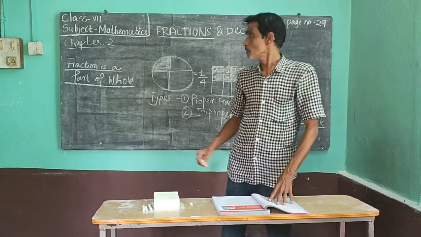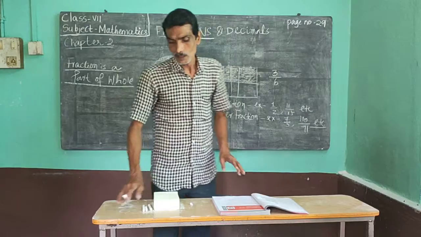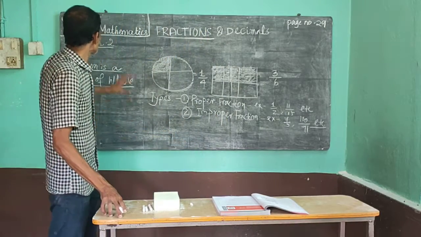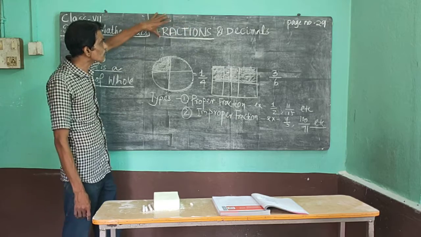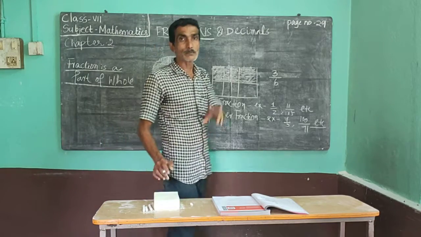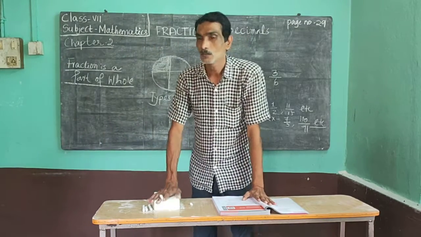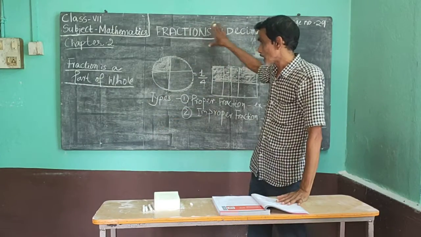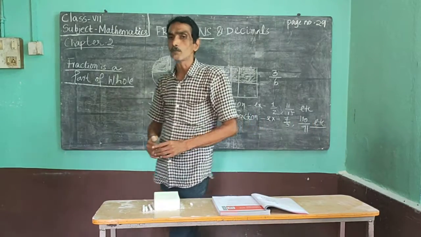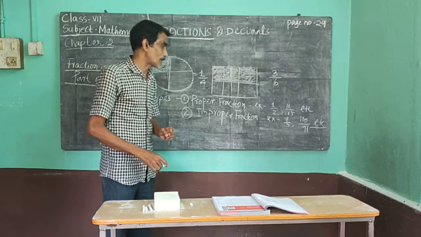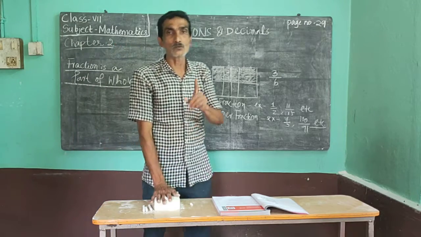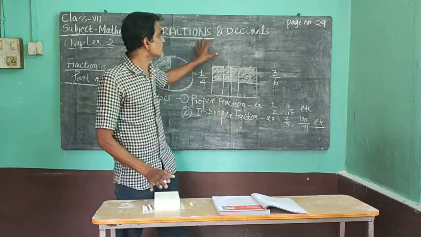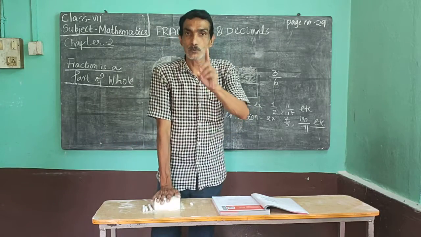So in this lesson, today I will teach the class 7 subject mathematics. My chapter is 2 and the topic is fractions and decimals. We have two concepts in this chapter. One is fractions, and the second part will move to the concept of decimals. This comprises two videos, that means fractions and decimals. We will have two videos.